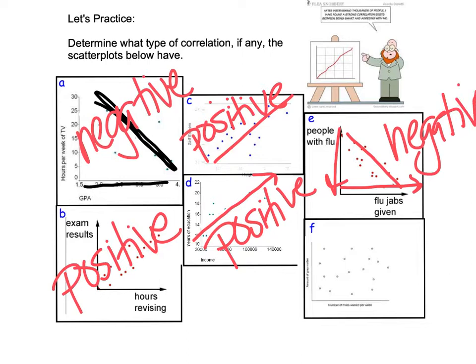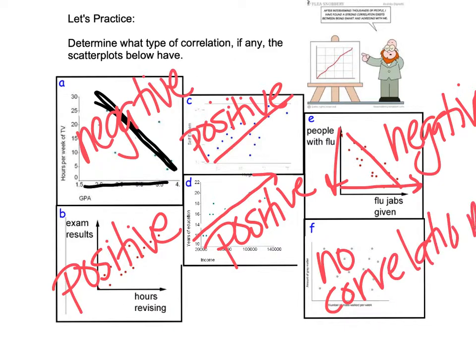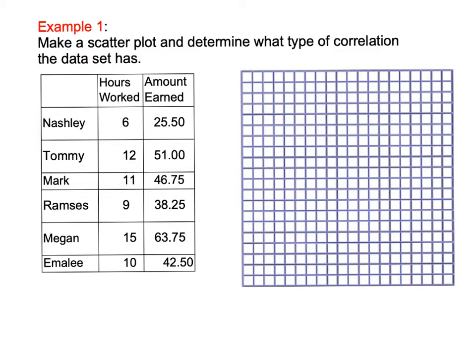Negative trend does not necessarily mean that bad things are happening. And then finally you have F, the number of miles walked per week, and the amount of gray matter, which means your intelligence. And I'm sorry to say, you cannot increase your intelligence by walking more, according to this graph. And so there is no correlation there between those two data sets.